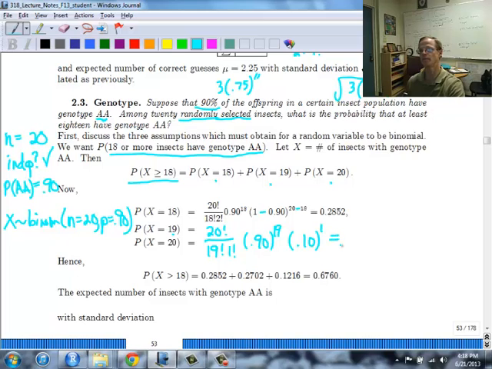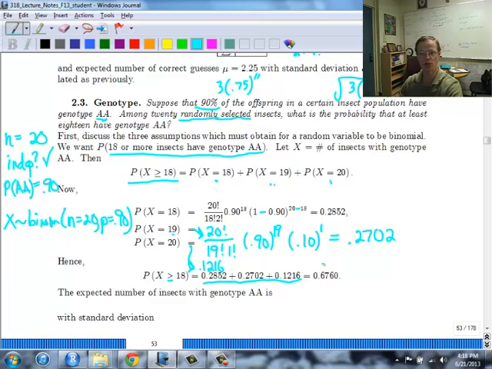Now, go ahead and check your calculator on that. It should get 0.2702. And good to go on that. For 20, that one's going to get us 0.1216. Go ahead and check that one. Now then, for the original question, we'll just add those 3 together, and we get 67.6% probability.